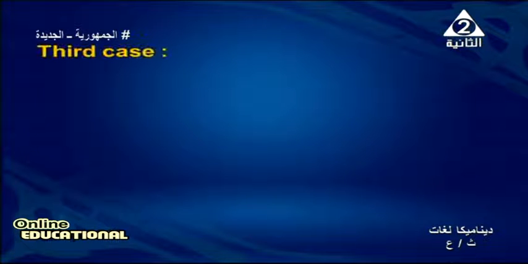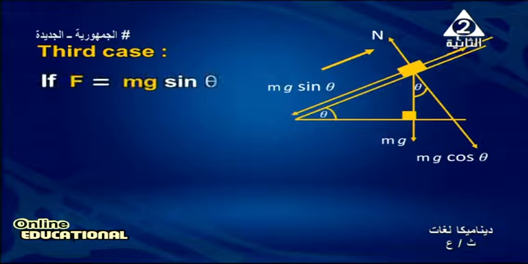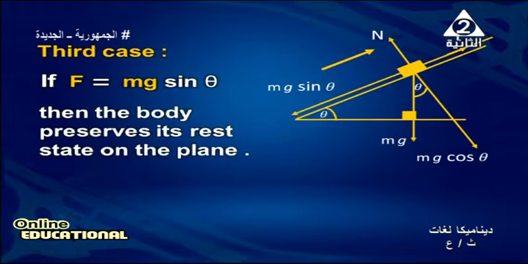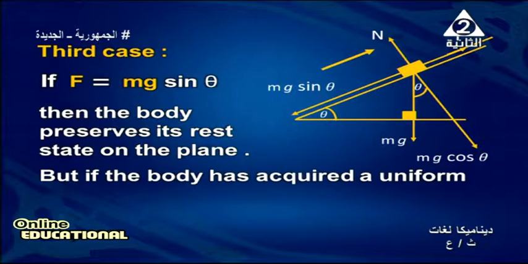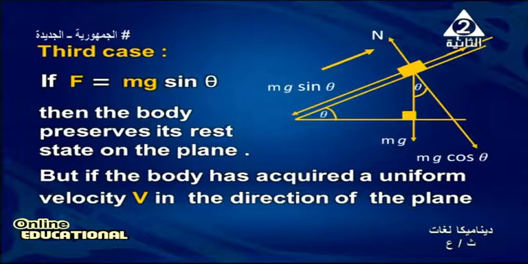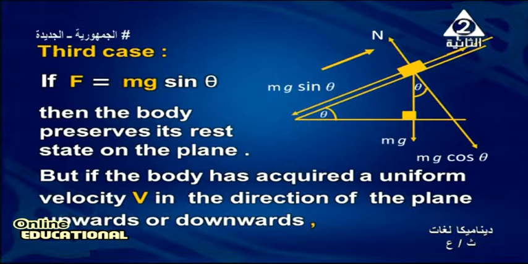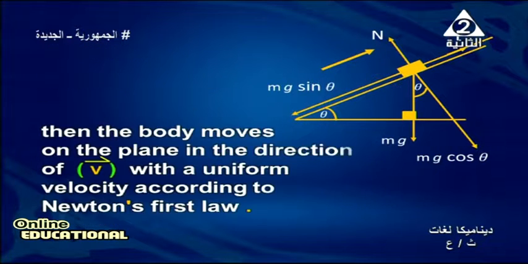And the third case: if the magnitude of F equals mg sine theta, then the body preserves its rest state on the plane. But if the body has acquired a uniform velocity v in the direction of the plane, upwards or downwards, then the body moves on the plane in the direction of vector v with a uniform velocity, according to Newton's first law. Here the acceleration of motion equals 0.